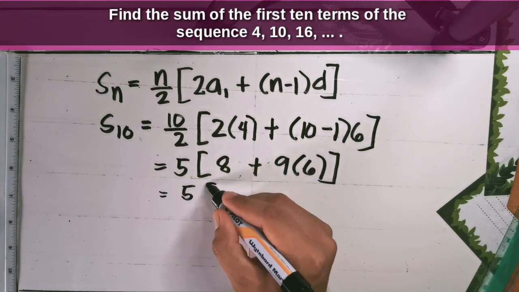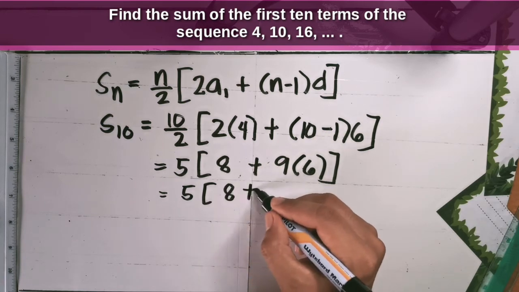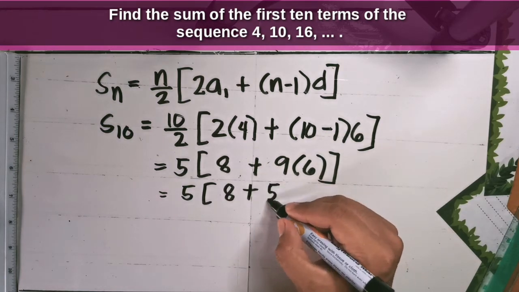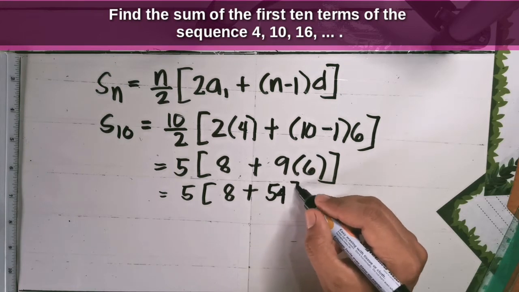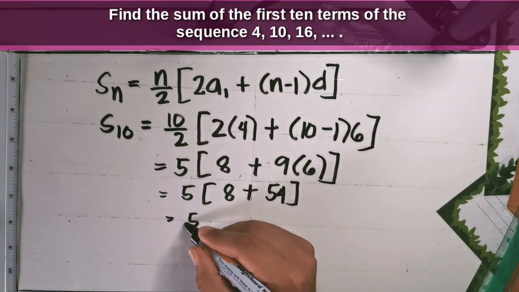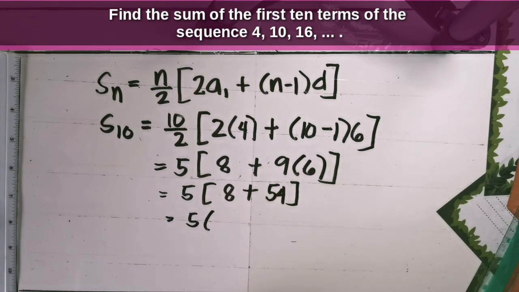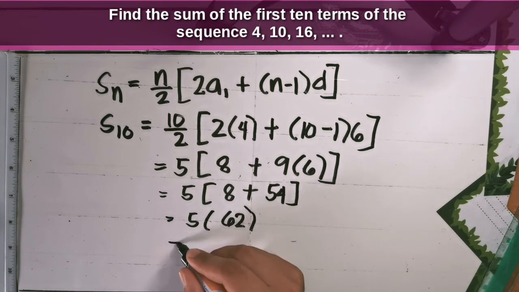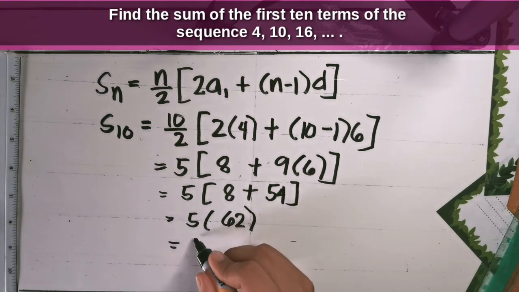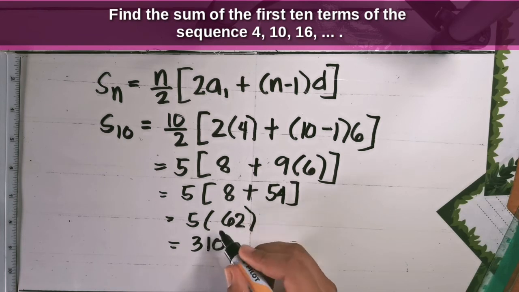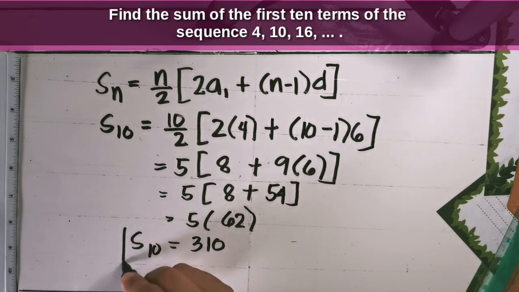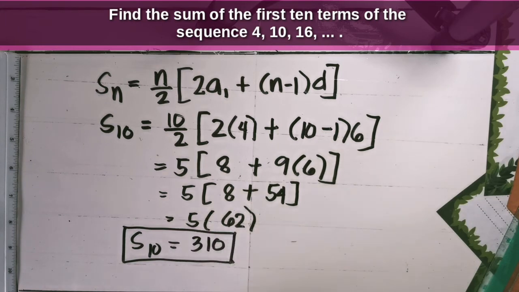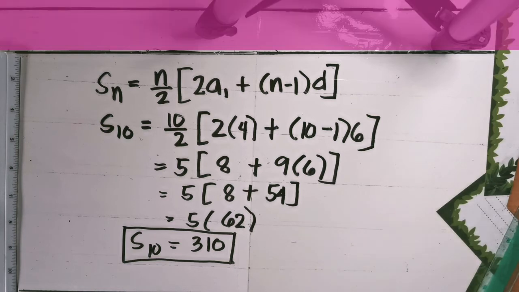So 5 times 8 plus 9 times 6, that is equal to 54. Okay, so 5 times 8 plus 54, that is equal to 62. And 5 times 62 is equal to 310. Meaning to say the sum of the first 10 terms of the sequence 4, 10, 16, and so on is equal to 310. Let us proceed to our last example.